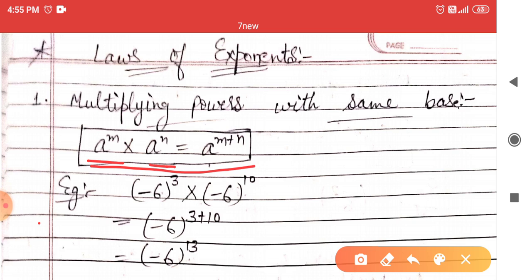And this is an example related to this law. Minus 6 raised to power 3 multiplied by minus 6 raised to power 10 will be equal to minus 6 raised to power 3 plus 10, because bases are same, so we will add powers. 3 plus 10 is 13. So this is the answer in exponential form.